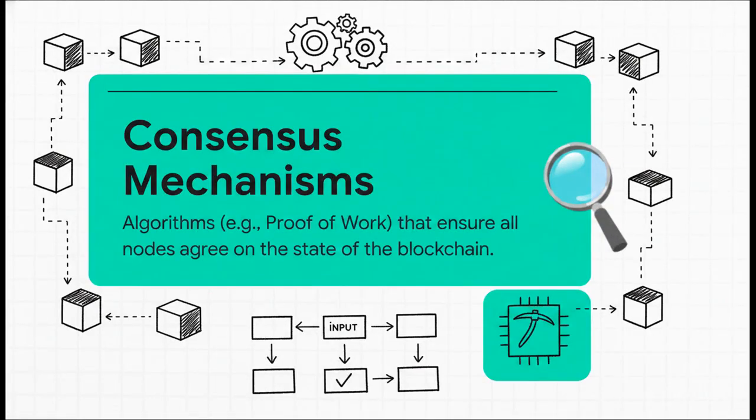Okay, but wait, how do all these different nodes all over the world run by total strangers, how do they all agree on which blocks are legit? Well, that is the pure genius of consensus mechanisms. This is the official rulebook. It's an algorithm, like the famous proof of work, that basically forces all the nodes to solve a really hard math problem. The first one to solve it gets the prize. They get to add the next block. And the beauty is, everyone else can check their work in a split second. This is how you get a network with no boss to agree on a single version of the truth.